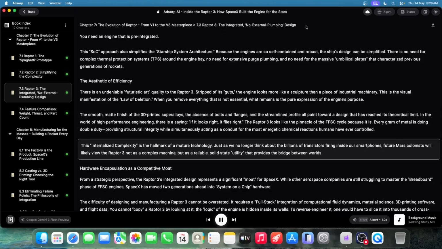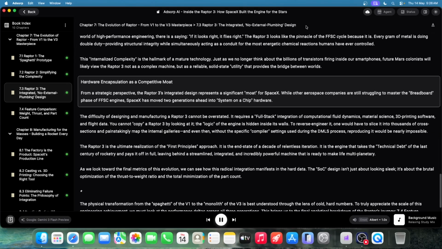And this internalized complexity is the hallmark of a mature technology. Just as we no longer think about the billions of transistors firing inside our smartphones, future Mars colonists will likely view the Raptor 3 not as a complex machine, but as a reliable, solid-state utility that provides the bridge between worlds. And hardware encapsulation as a competitive moat from a strategic perspective.